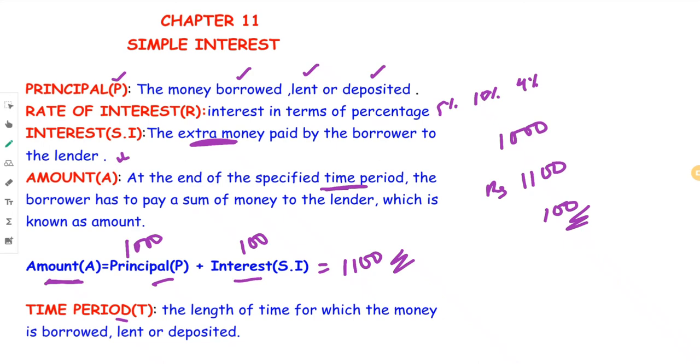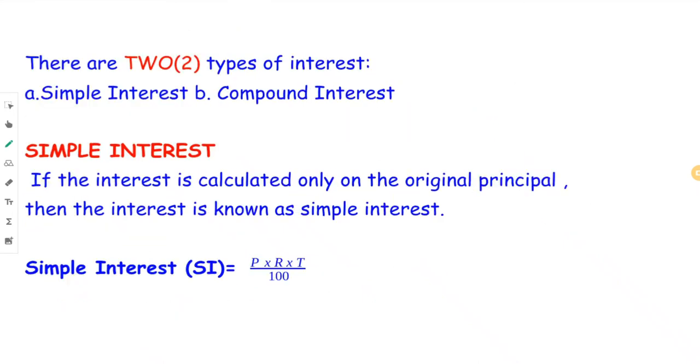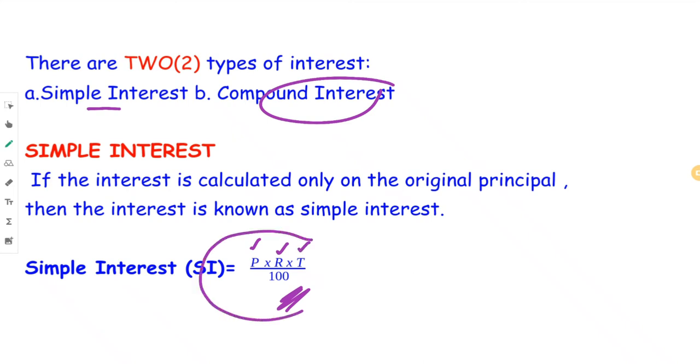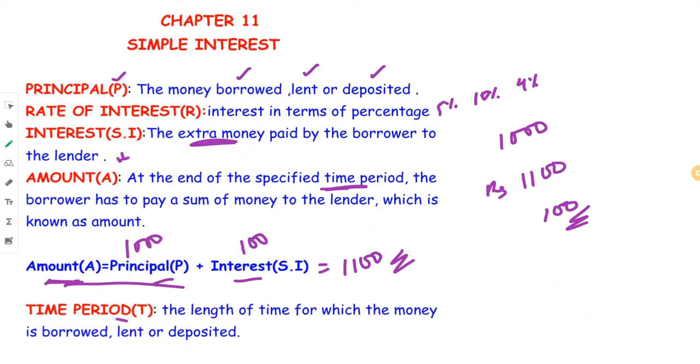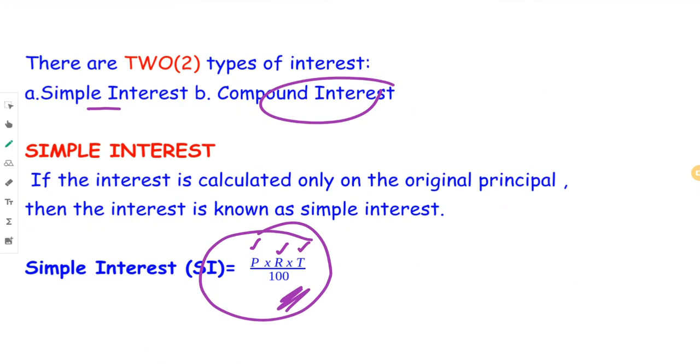All right, so there are two types of interest, simple interest and compound interest. We'll be doing simple interest now, but compound interest will be for your higher classes. So how do you find simple interest? SI, the formula is simple: PRT by 100, right? Principal, the rate of interest, and the time, divided by 100. Once we find the simple interest, we have to put it back in the amount formula. So remember, principal plus interest, or SI. Clear? Let's solve one question.